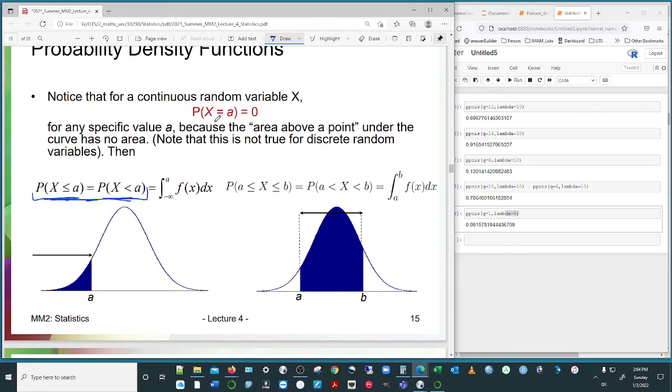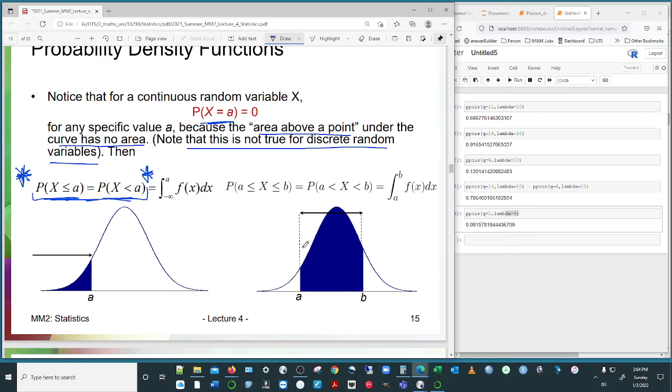Notice that for a continuous random variable, the probability is 0 for any specific value of a, because the area above a point under the curve has no area. So this is not true for the discrete random variable. So this is very, very important. When we're dealing with discrete random variables, this is not true. It doesn't hold. So that's why we have to pick the next lowest one. Here, we don't have to pick the next lowest one because we've already arrived at it. Okay? So this is pretty straightforward.